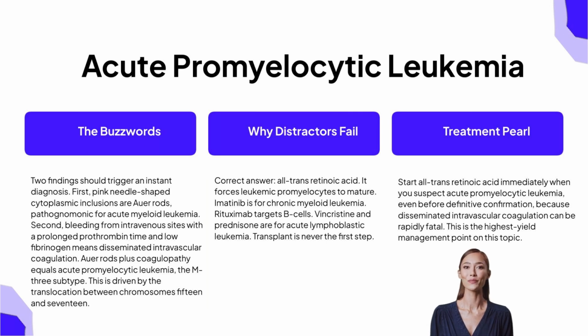Auer rods equal acute myeloid leukemia. Coagulopathy equals disseminated intravascular coagulation. Together they equal acute promyelocytic leukemia, the M3 subtype, caused by the translocation between chromosomes 15 and 17. The correct answer is all-trans retinoic acid. You start it the moment you suspect the diagnosis, even before confirmation, because the coagulopathy can kill the patient. Imatinib is for chronic myeloid leukemia. Rituximab targets B cells. Vincristine and prednisone are for acute lymphoblastic leukemia. Transplant is later, not first. Pathoma and UWorld hammer this exact scenario.